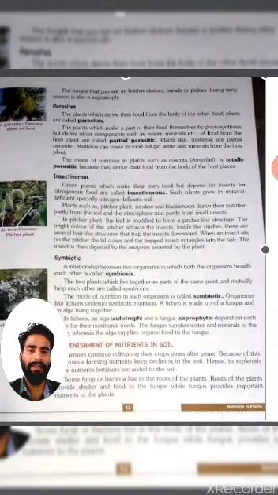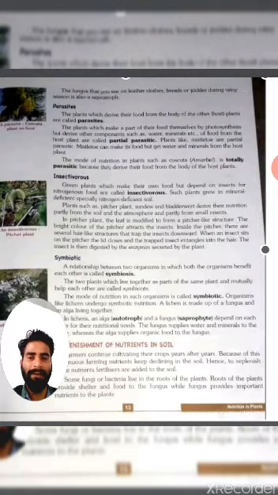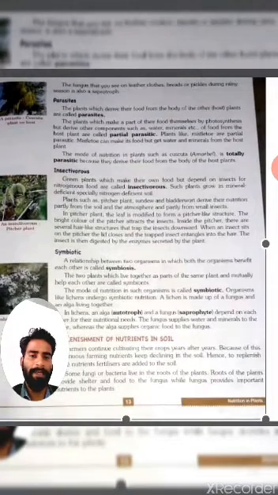In pitcher plants, the leaf is modified to form a pitcher-like structure, and the bright color of the pitcher attracts the insects inside the pitcher. There are several hair-like structures that trap the insects downward. When an insect lands on the pitcher, the lid closes and the trapped insect entangles in the hair. The insect is then digested by the enzymes secreted by the plant. So there are different types of plants.